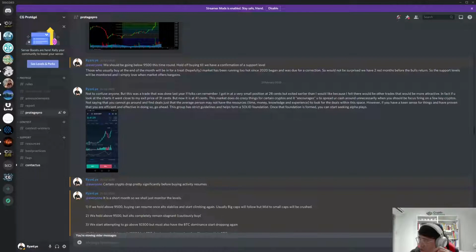Okay, this trade, Algorand. Okay, so what they write, not to confuse anyone, but this was a trade that was done last year. If folks can remember, I got in at a very small position at 28 cents. Current price is 0.337 cents if anyone's interested, but I exited earlier than I would like because I felt there would be other trades that would be more attractive. In fact, if you look at the charts, it went close to my exit price of 31 cents, but now it's at 41 cents. Actually Algorand has quite a lot of things going on, so stay tuned guys. This is something that we might be visiting very, very soon.